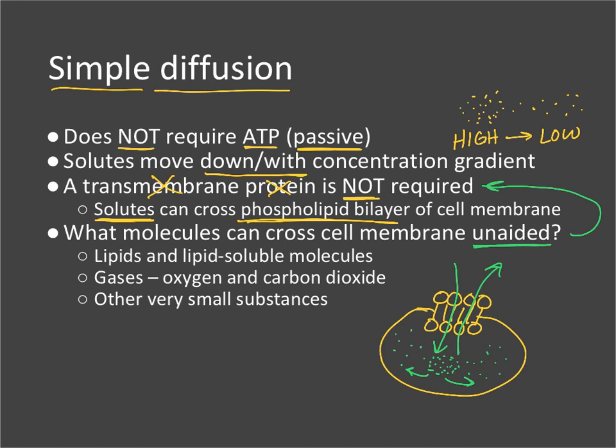So remember that things that are lipids or lipid soluble are going to be able to cross the cell membrane without any help. Also our gases, so things like oxygen. Remember, oxygen is O2 and carbon dioxide is CO2. And those can go right across the cell membrane without any help. And then other very small substances are going to move across the cell membrane using simple diffusion. So if it can cross the phospholipid bilayer, then it can move by simple diffusion.